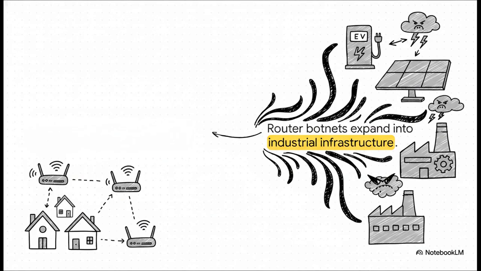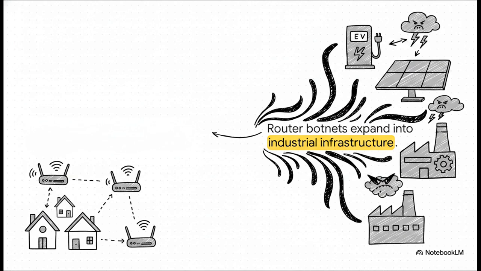And that leads us to a frankly terrifying trend, the rapid evolution of the botnet. Attackers are aggressively expanding their router botnets out of simple home networks and into heavy-duty commercial infrastructure. They are actively combining compromised home routers with business hardware, things like EV chargers, smart solar inverters, and industrial controllers.